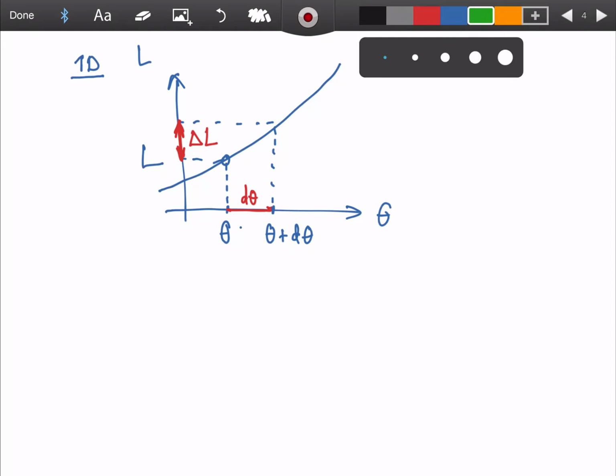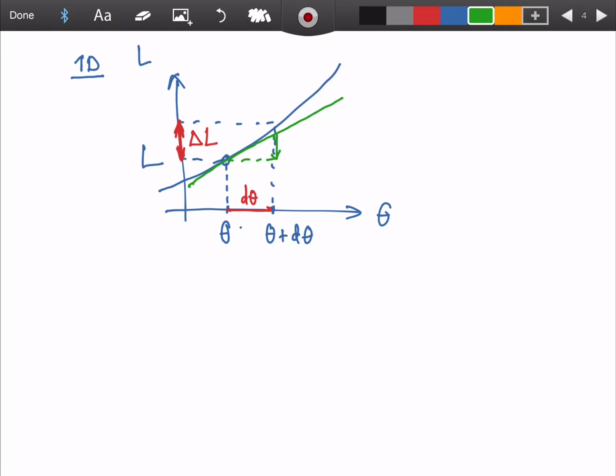And of course, the function can be very complicated. Its form may be very complicated. So I want to work with simple functions. The simplest function I can imagine is a linear function. So I'm going to approximate my function with a linear function. So here goes a linear approximation. And the linear approximation, of course, is not exact. So the linear approximation will change by another amount that I will call dl.